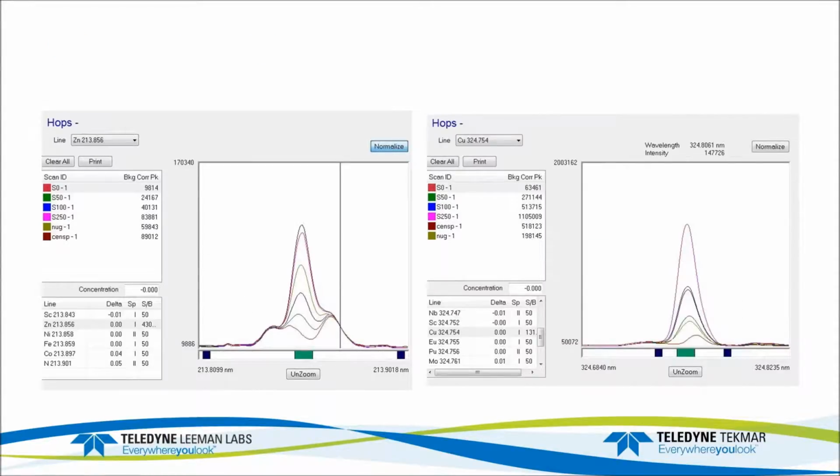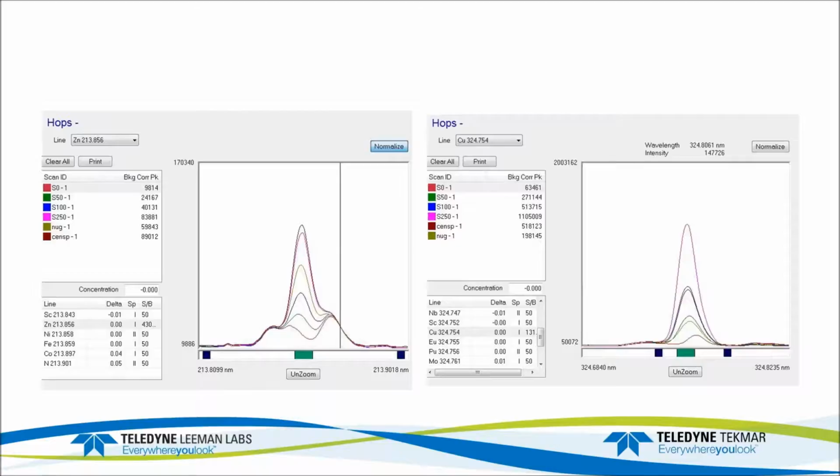Just as an example of what the data looks like, these are wavelength scans of the standards along with the 2 samples, the Nugget and the Centennial, showing an overlay, one for copper on the right and zinc on the left. If you look at the wavelength scans down below, in the middle of the screen, you see a sort of a green rectangle.